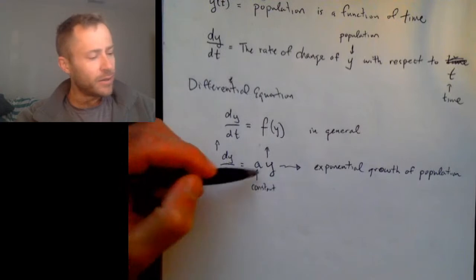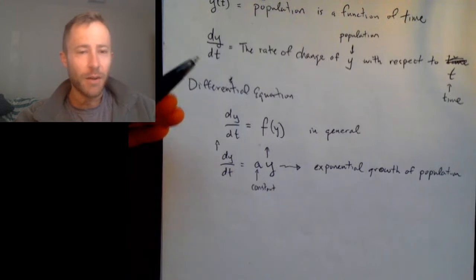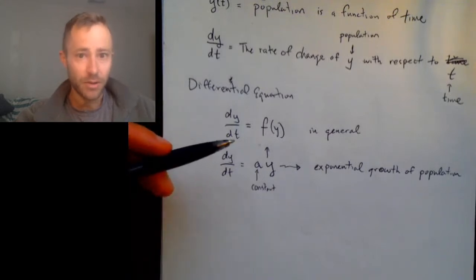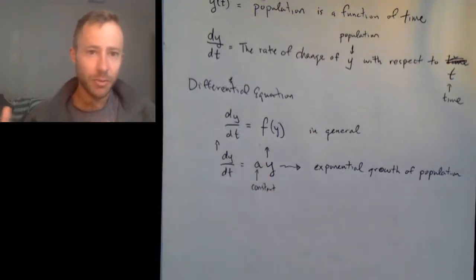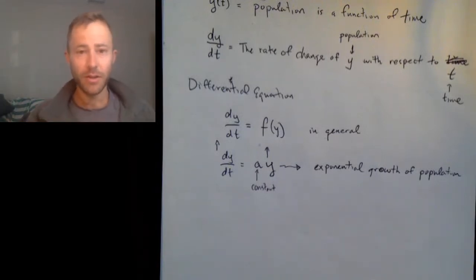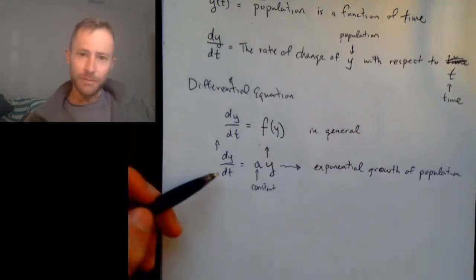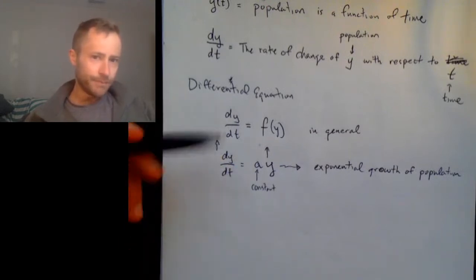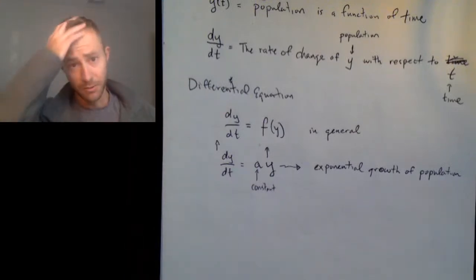And the constant A is representing how many people choose to have babies. If A was really small, then not a large proportion of the population chooses to have babies. But if A is really big, then a large portion of the population has a lot of babies. So that's an example of one. Now this equation is really simple, and we can solve it no problem. If you know calculus, you can solve it no problem.